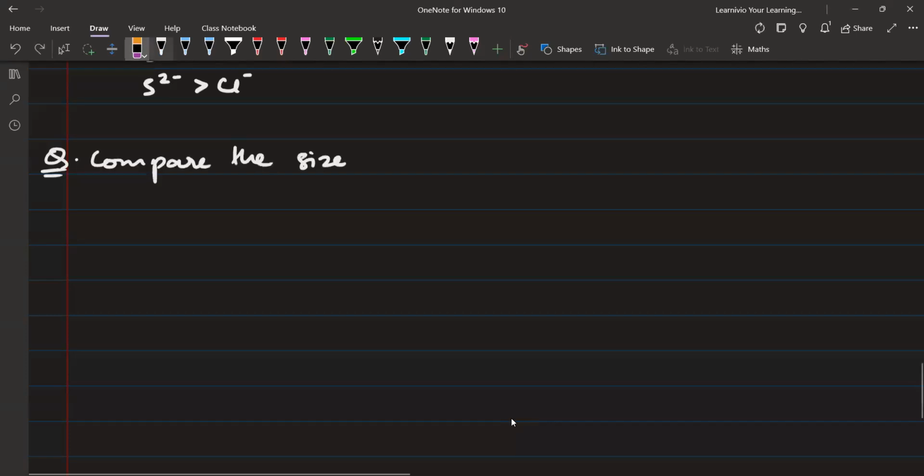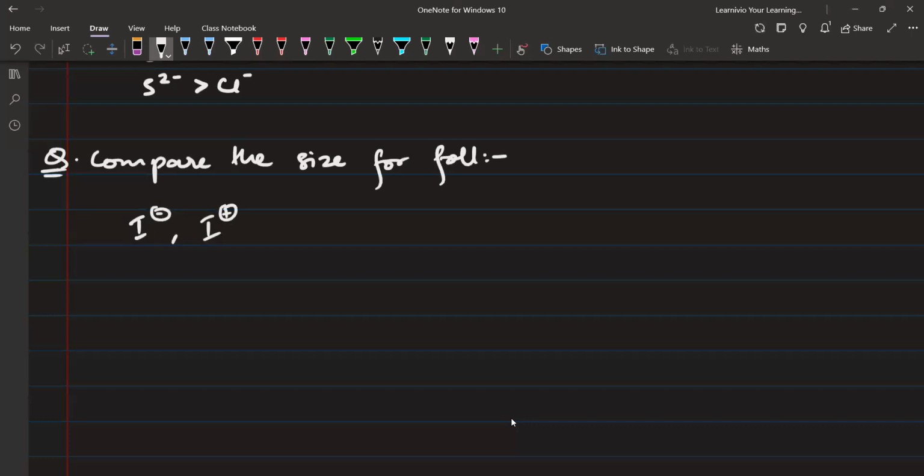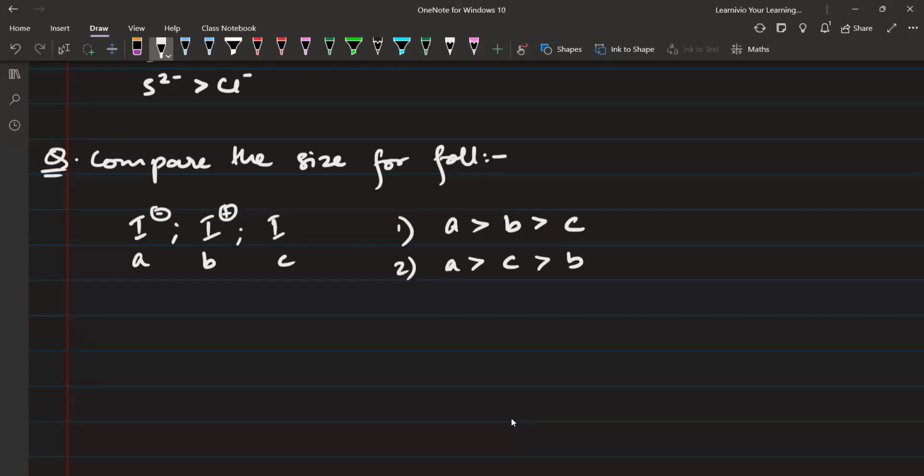Compare the sizes for the following: I negative, I positive, and iodine. This is A, this is B, this is C. First option is A is greater than B, it is greater than C. Second option is A is greater than C, it is greater than B. Third option is B is greater than C, it is greater than A. And fourth option is C is greater than B, it is greater than A.